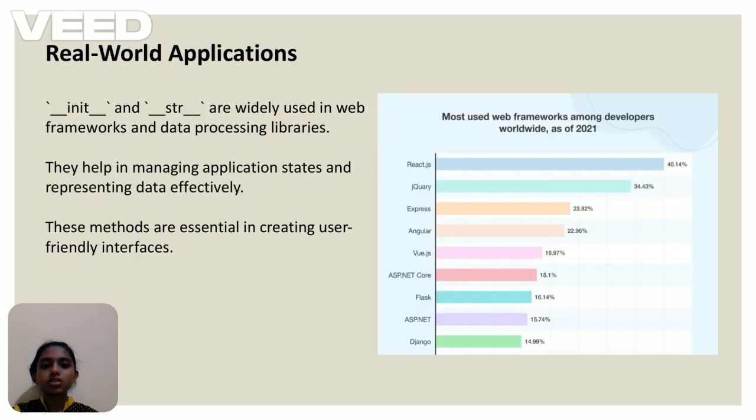Real world applications: init and str are widely used in web frameworks and data processing libraries. They help in managing application states and representing data effectively. These methods are essential in creating user-friendly interfaces.